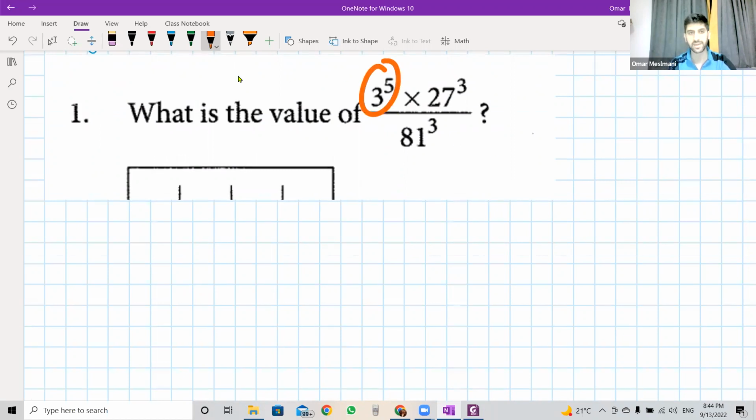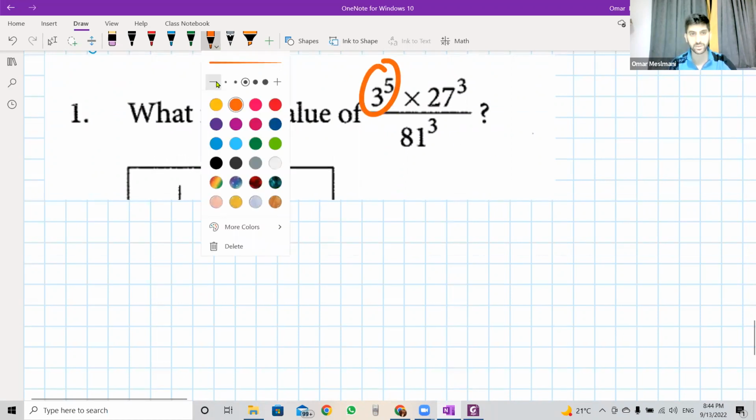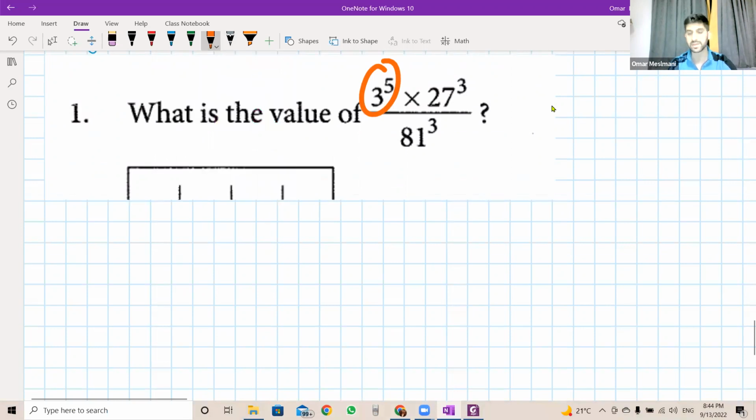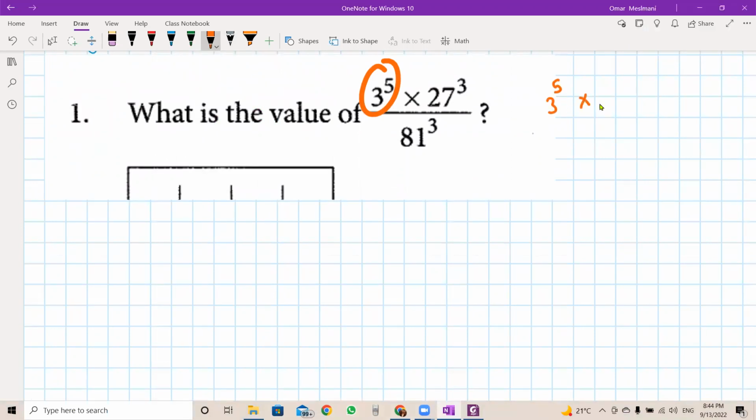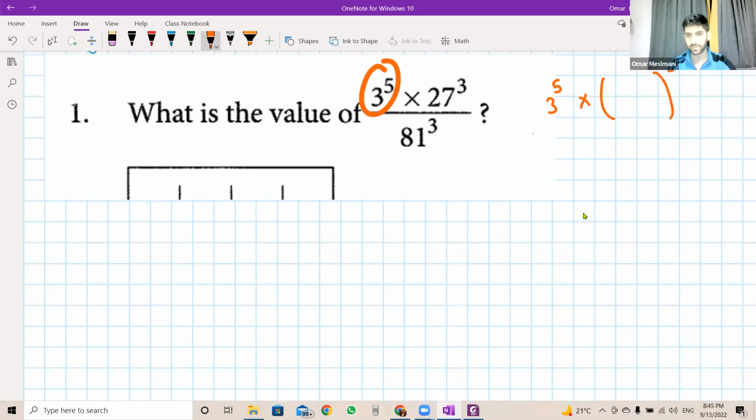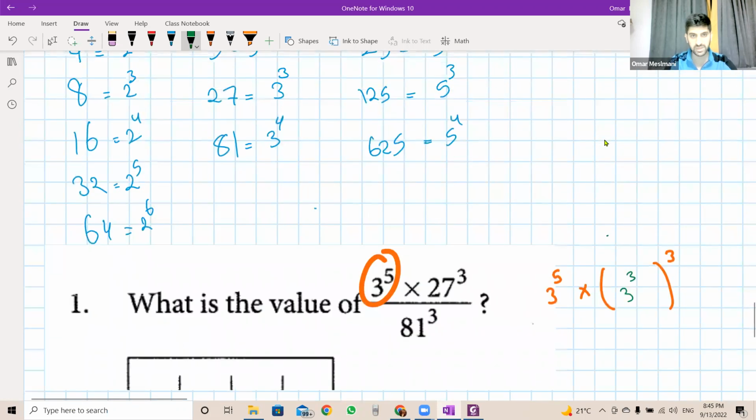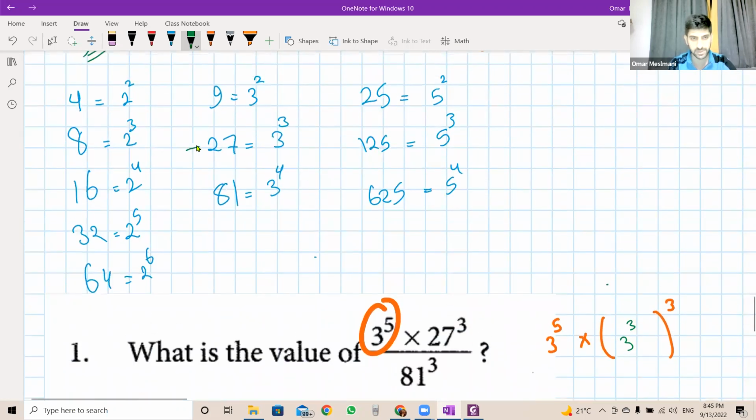3 power 5, I'm going to keep it as 3 power 5. I'm not going to touch it. 3 power 5 will be the same. Times, now 27 power 3. Instead of saying 27, we agreed that 27, I know it, and you know it, as 3 power 3. This one is 27. I told you, so memorize this.